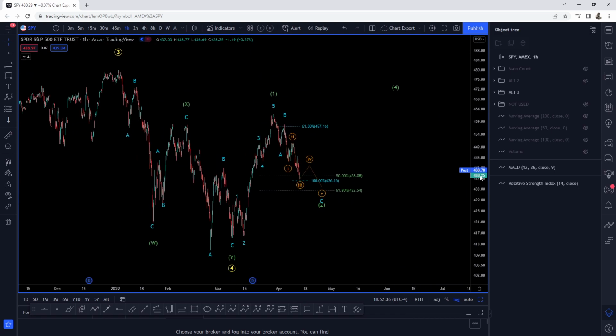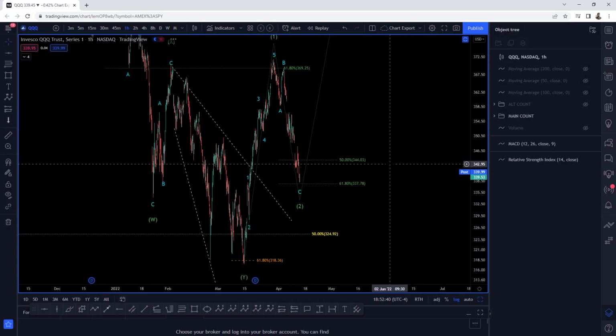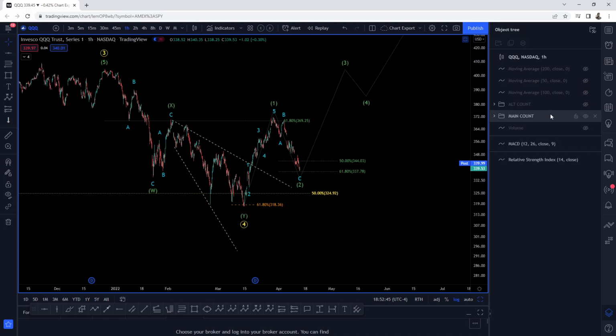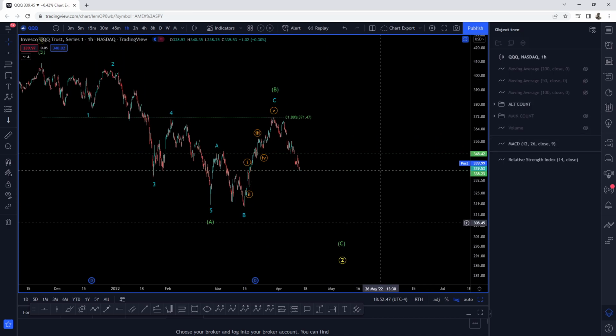All right, guys, so back to the SPY. Hopefully we find support around the zone 438, 432, and the Qs the same: 434 and 330, 344 and 337. Otherwise, our alternate count will suggest downside.